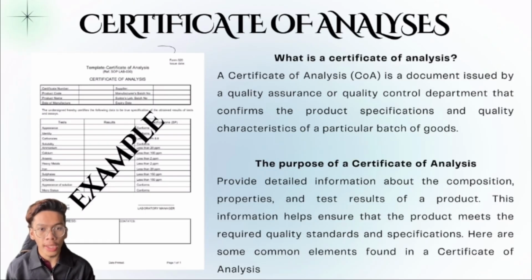So next, what is a certificate of analysis? A certificate of analysis, or COA, is a document issued by the Quality Assurance or Quality Control Department that confirms the product specification and quality characteristics of a particular batch of goods. The purpose of a certificate of analysis is to provide detailed information about the composition, properties, and test results of the product. This information helps ensure that the product meets the required quality standard and specification.